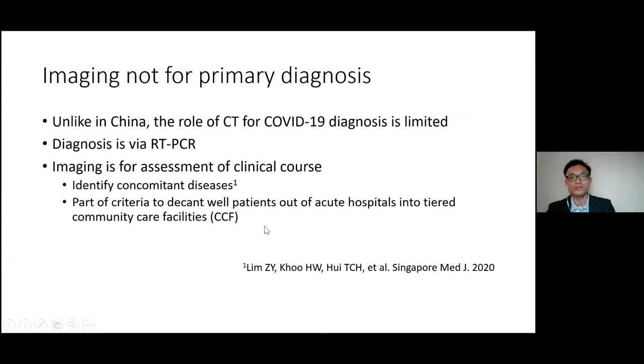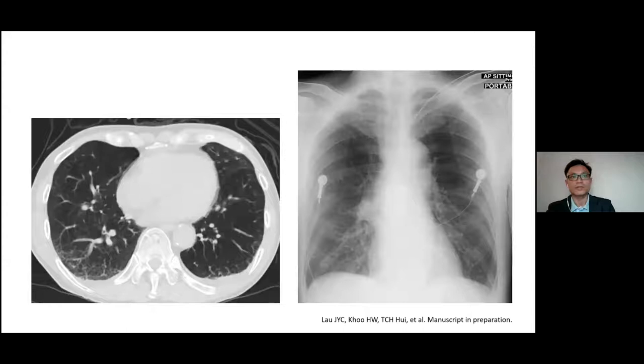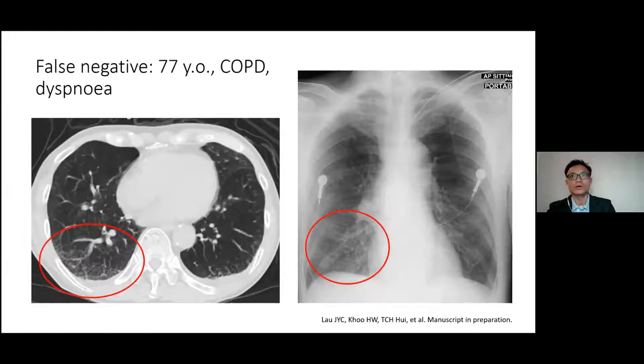To illustrate the limitations of CT and chest X-ray, here is a 77-year-old patient who presented with dyspnea and was found to have atypical imaging features of reticular changes in the lower lobes on both chest radiograph and CT, which are more commonly observed in interstitial lung disease. And in fact, this was probably considered a false negative on imaging.